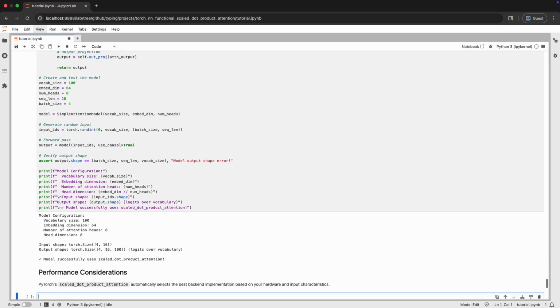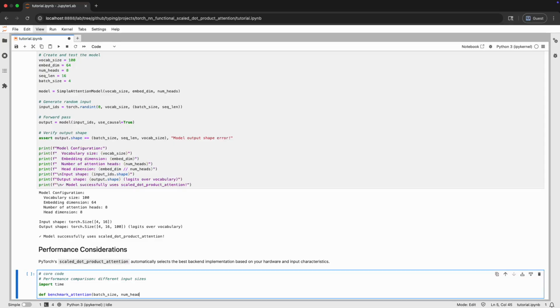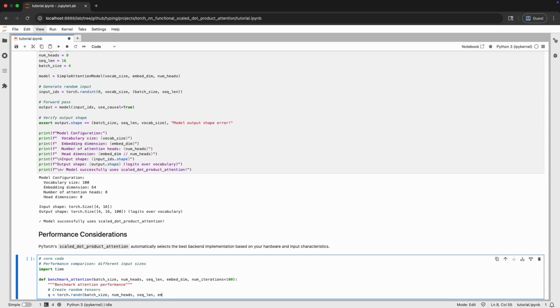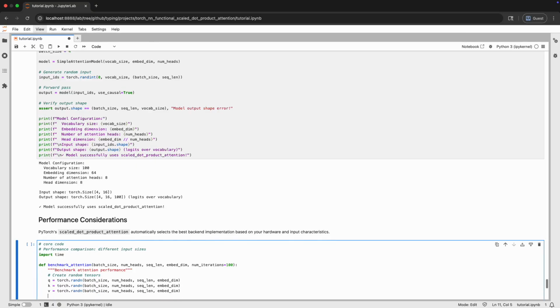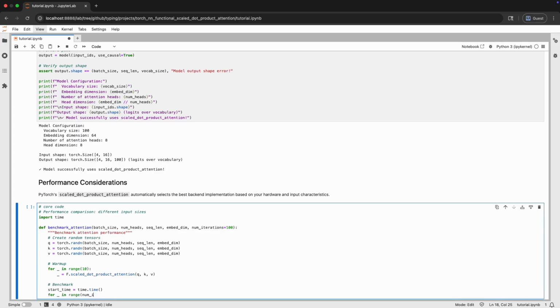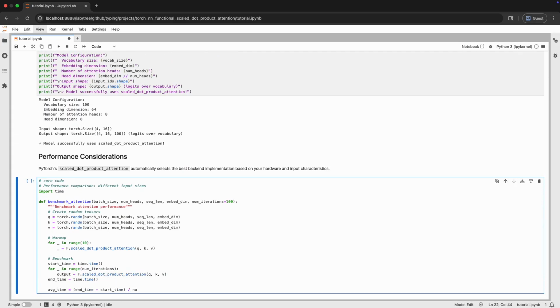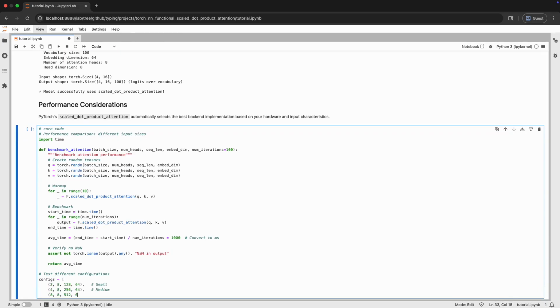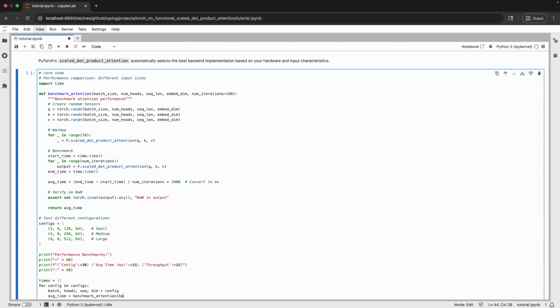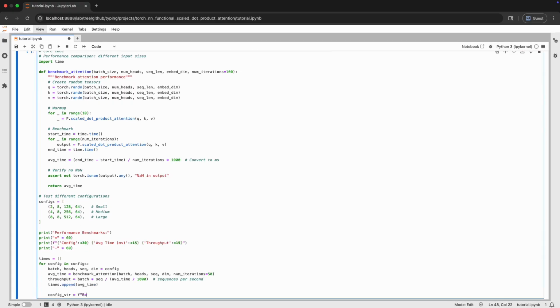Let's discuss performance considerations. PyTorch's scaled dot product attention automatically selects the best backend implementation based on your hardware and input characteristics, whether that's flash attention, memory-efficient attention, or the standard math implementation. I'm running performance benchmarks with different input sizes to show how attention scales. We test small, medium, and large configurations, measuring average time per forward pass and calculating throughput in sequences per second. The function includes warm-up iterations to ensure consistent measurements.